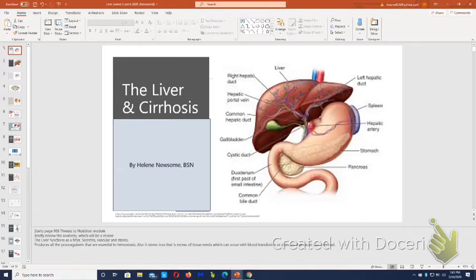So I will go ahead. That is part of your Threats to Nutrition module, and that starts, I think, in your book on page 986. Briefly, we'll review the anatomy of the liver, just to refresh our memories on where the liver is located in relation to other organs.